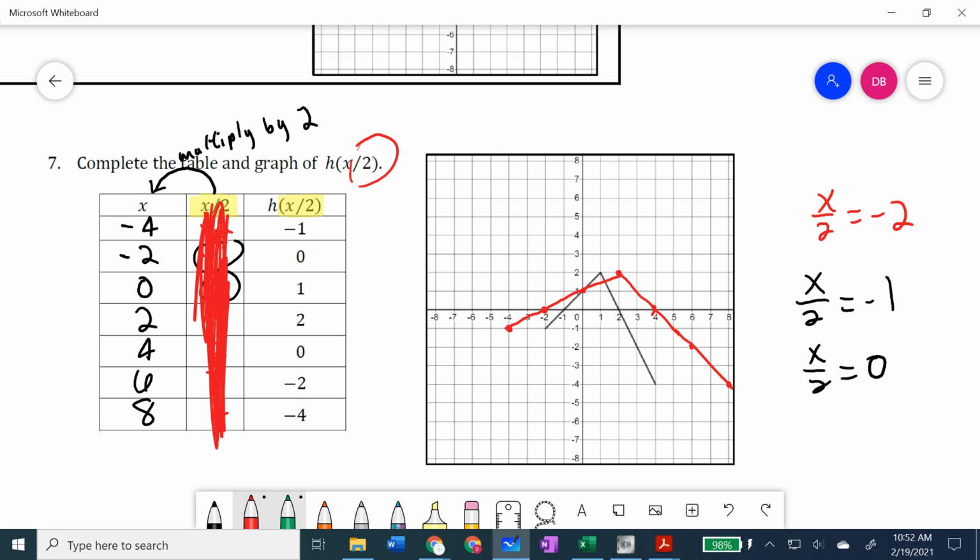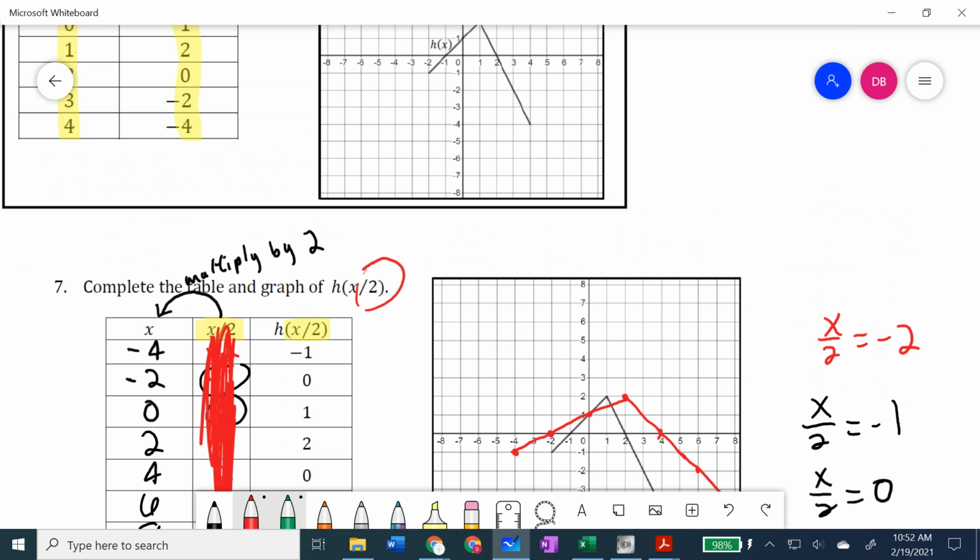When arithmetic is outside the function, so in the past you have looked at taking h of x, or just some function, and multiplying it by 2, you vertically stretched it 2 units. You took the y values and you multiplied them by 2.